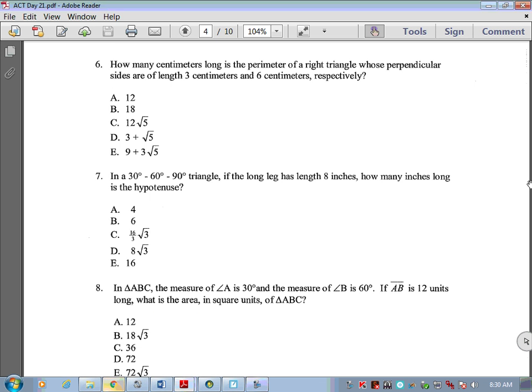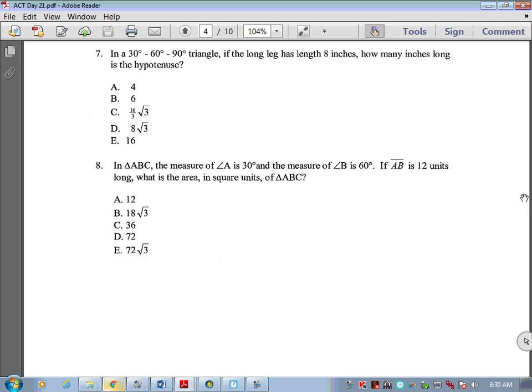Let's see where we're at. 6, 7, and 8. Haley? 7. Okay, in a 30, 60, 90 triangle, if the long leg has a length of 8 inches, how many inches long is the hypotenuse? Well, if I know my ratios well enough, I don't have to draw it. Because if my long leg is 8, what I'm going to need to do on a 30, 60, 90 is divide by radical 3.